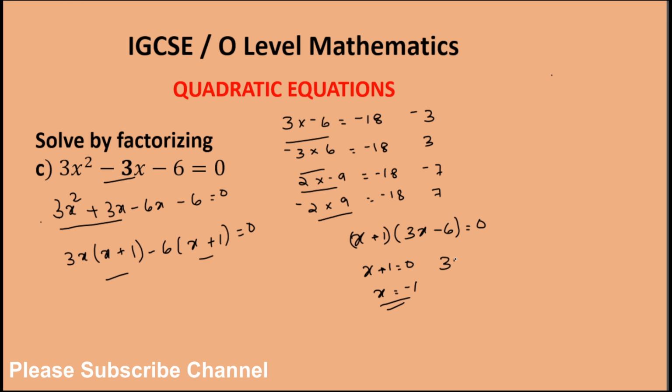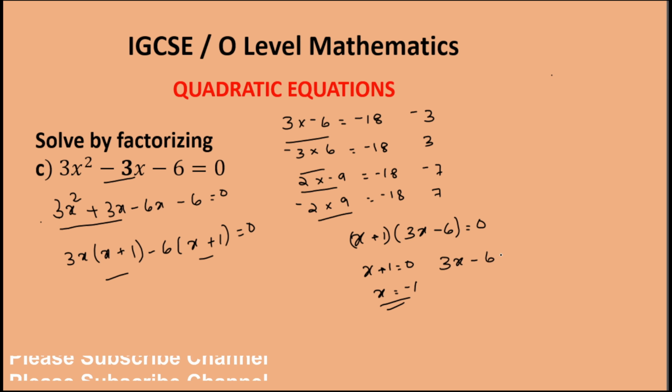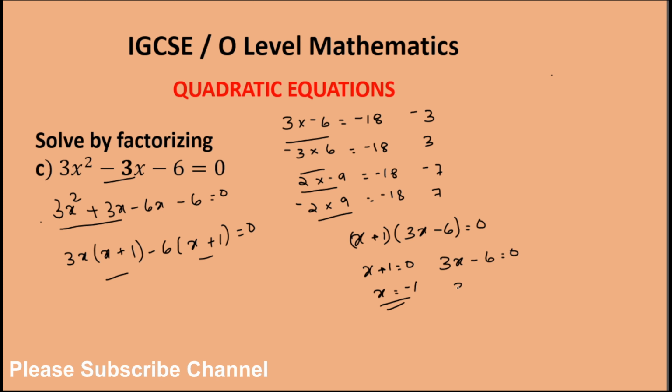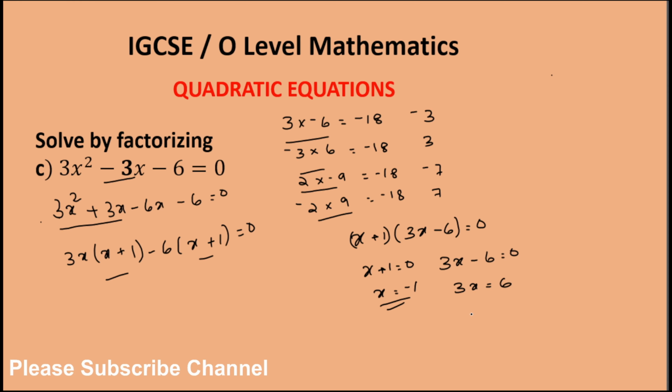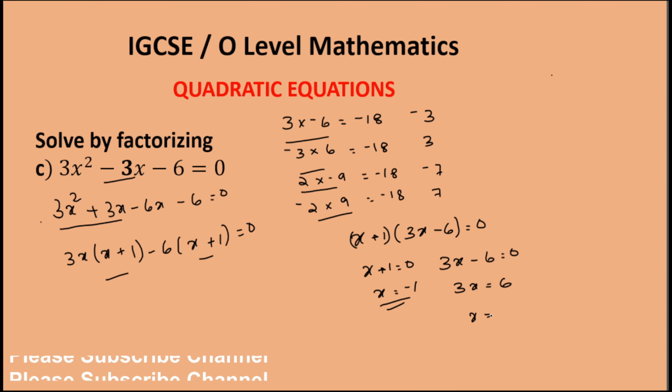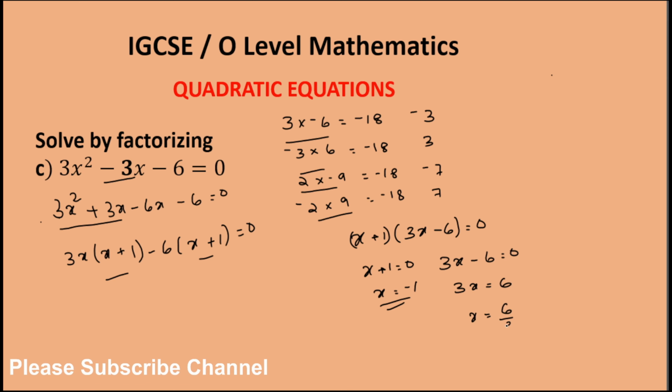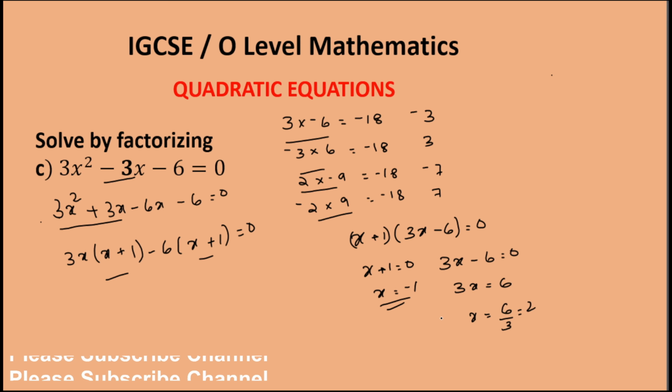Similarly, 3x minus 6 is equal to 0. That means 3x is equal to minus 6, which becomes plus 6. And what is the value of x? x is equal to 6 divided by 3, which is 2. One value is minus 1 and another value is plus 2. This is the answer.